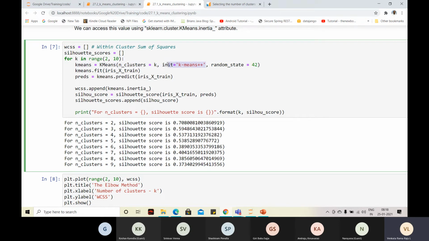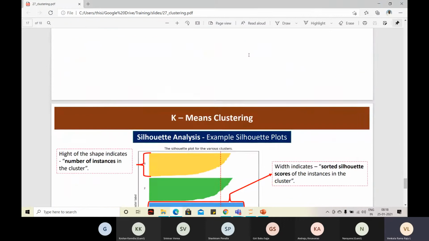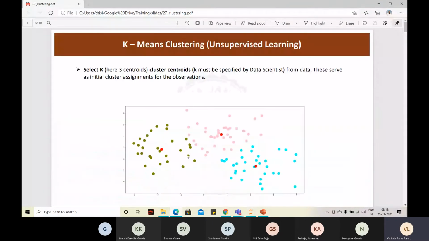I did not explain this. K-means plus plus is an initialization technique. K-means is an algorithm, and k-means plus plus is an initialization technique. When we were looking into clustering, I said that we randomly pick cluster centroids. Instead of a random pick, you choose one data point, and then choose the next cluster centroid which is very far from this data point, and choose another cluster centroid which is far from that data point and this data point. That way it will choose.